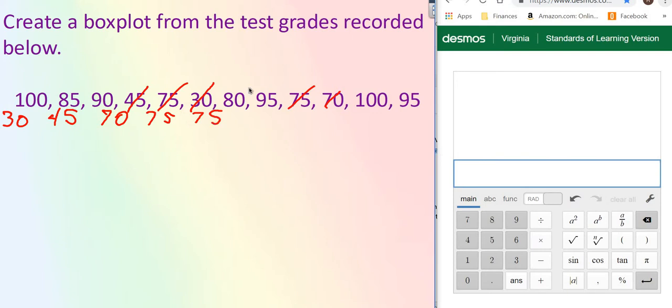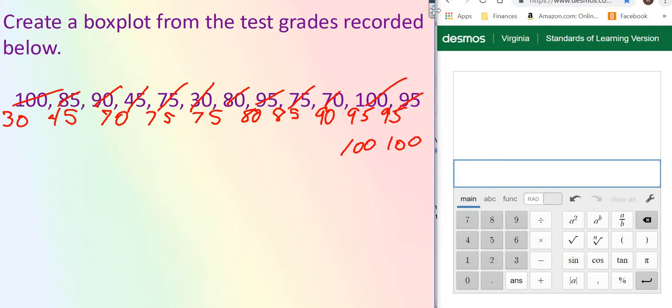After 75, I see an 80. After 80, I see an 85. After 85, I see a 90. After that, I see a 95 and a 95. And I see 100 twice, which I did not do a good job of fitting them all in, so I'm going to put the 2 100s down here on the next line.